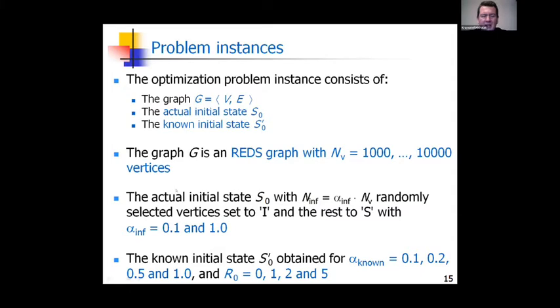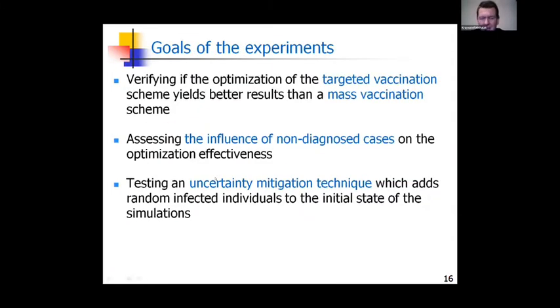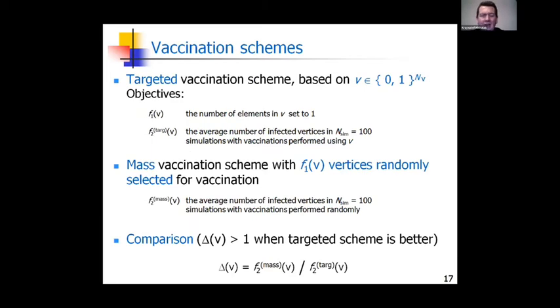So, of course, the states are created as we discussed before, and the experiments were performed on such a set of instances. So the goal of experiments was to first see if the optimization works at all. So if the targeted vaccination scheme yields better results than the other scheme, the mass vaccination scheme, namely. And we wanted to know if there is an influence of non-diagnosed cases on the effectiveness of the optimization, and of course, if the approach which just adds some random cases works in this case to mitigate the lack of knowledge we may have.